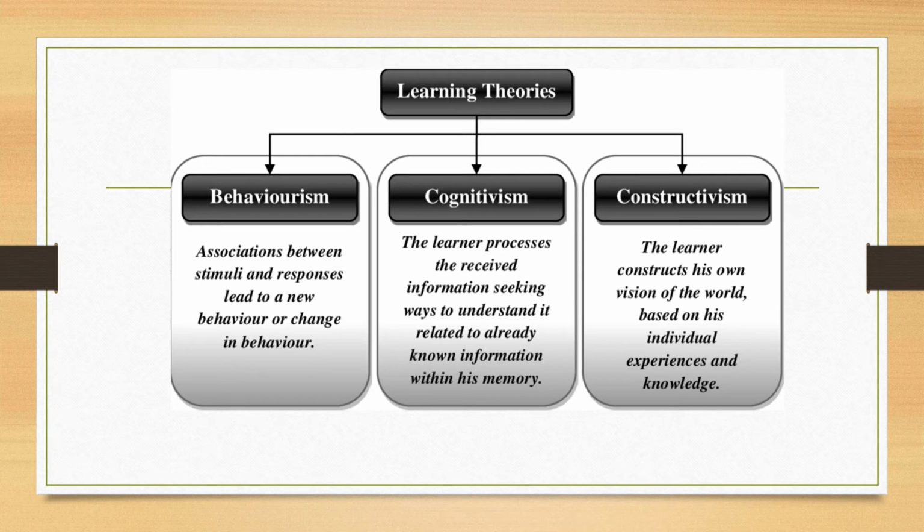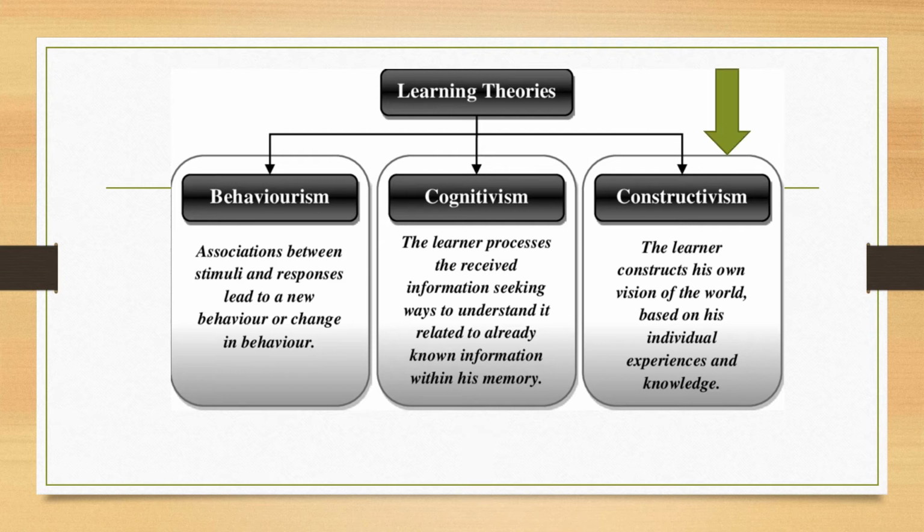If I want to talk about cognitivism, it is the learning process of the receiver of information, who seeks ways to understand it, relating it to already known information within his memory. The main characteristic is that it considers the subject as an active entity, learning by discovery, where the subject discovers the concepts and the relationships and rearranges them to adapt them to the cognitive process. Learning consists essentially of knowledge categorization.